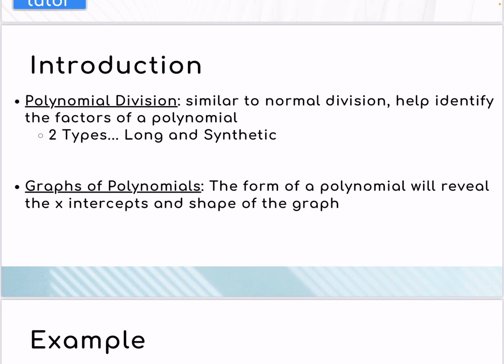Then when we look at the graphs of polynomials, we'll see that the form of a polynomial will often reveal the x-intercepts and the shape of a graph. And while you may not have to actually sketch graphs yourself on the SAT, you may have to identify them or identify a correctly drawn graph from some answer choices. So we'll go ahead and take a look at an example that looks at these graphs as well.